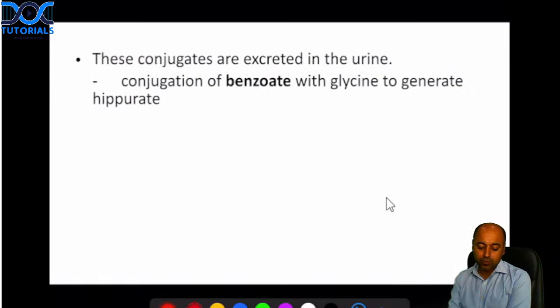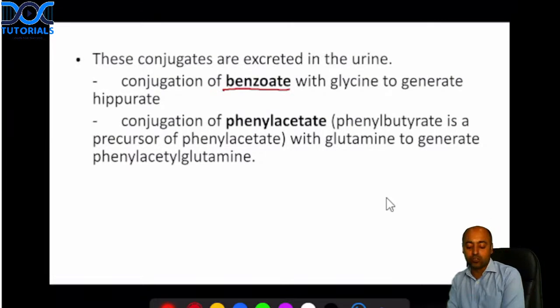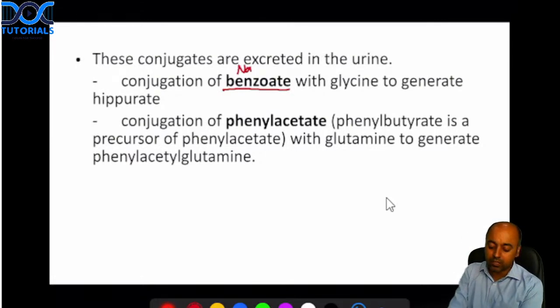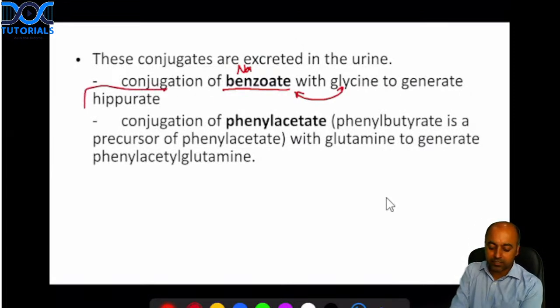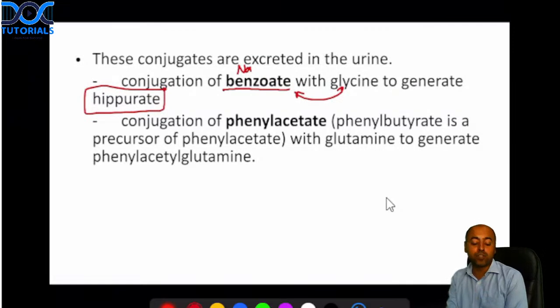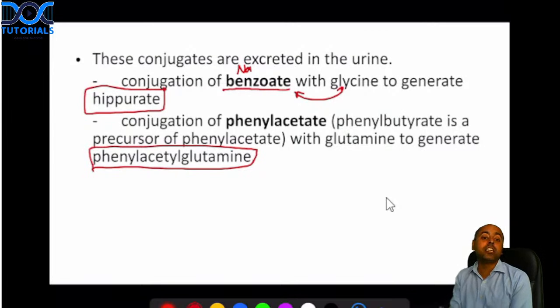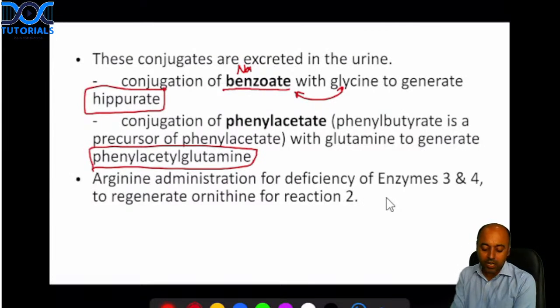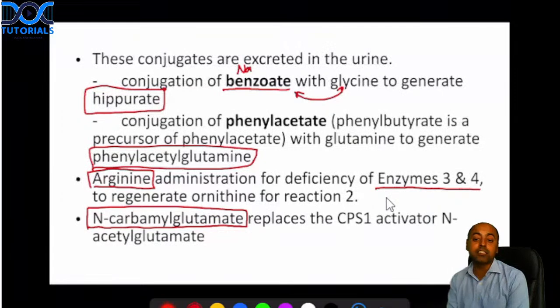Okay. So another molecule which can be given in urea cycle disorders is benzoate. Commonly it is given as sodium benzoate. Here the benzoate will combine with glycine and generate hippuric acid. Hippuric acid as well as the phenylacetyl glutamine, both of them are excreted in the urine. In addition, arginine can be given for deficiency of enzyme 3 and 4, and N-carbamyl glutamate can be given when there is deficiency of N-acetyl glutamate.